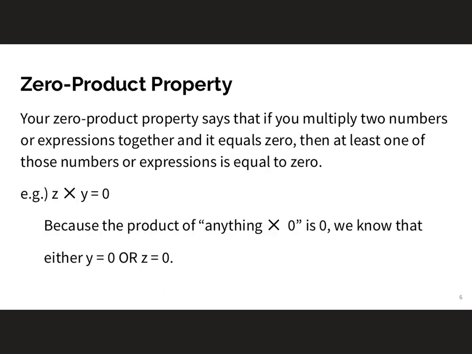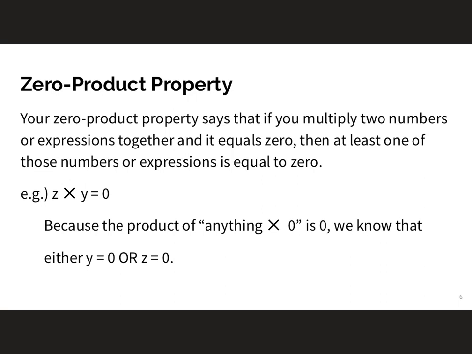So now that we know what standard form is, which we definitely need in order to solve quadratic equations, we can actually then use the zero product property after we factor, right? So our zero product property is just a fancy way of saying that if you multiply two numbers or expressions together and it equals zero, then at least one of those numbers or expressions is equal to zero. So the definition is a little bit wordy, right? So let's look at an example.